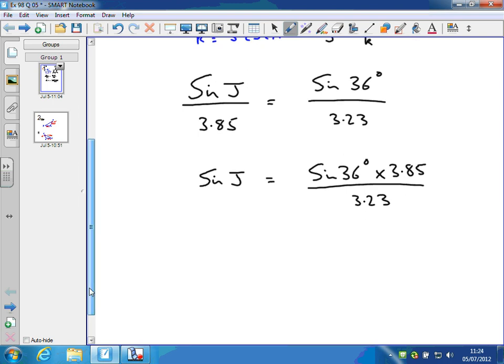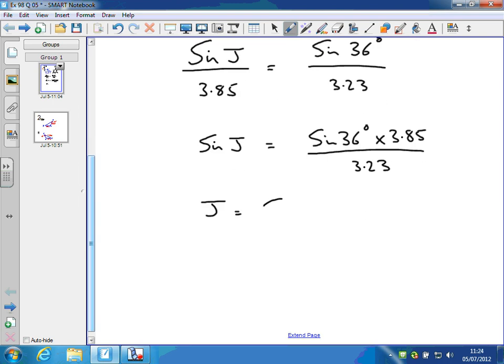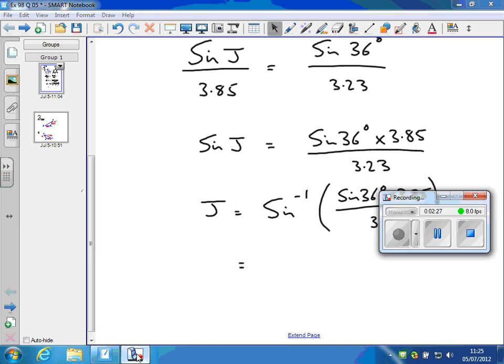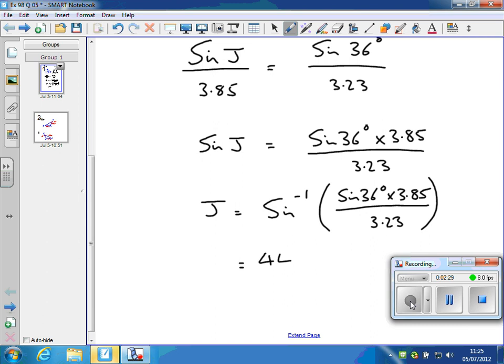Now, as we've done before, I'm going to rearrange this little formula to find angle J. So multiply both sides by 3.85 over 3.23. And then to find the angle J, that's going to equal the inverse sine of sine 36 times 3.85 over 3.23. So we now work out what that is on the calculator. And we get 44.8 degrees. However, there is another possible answer.